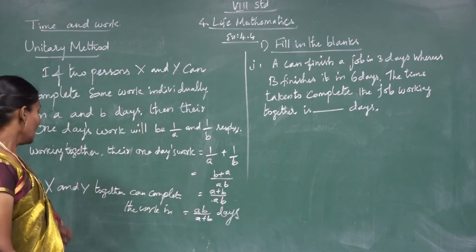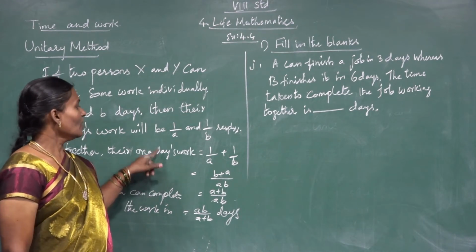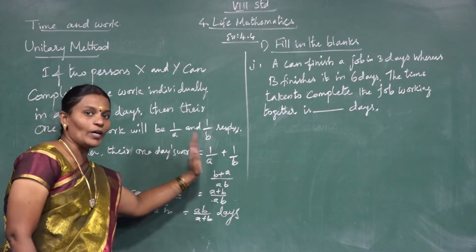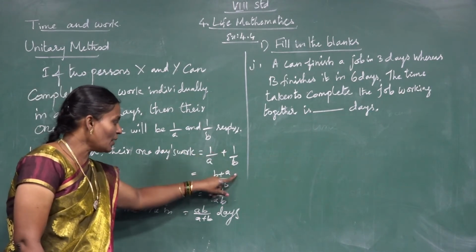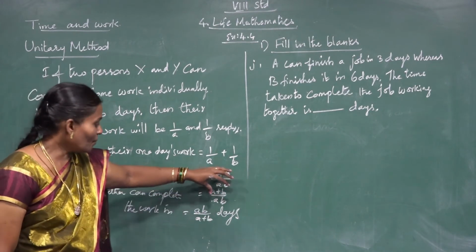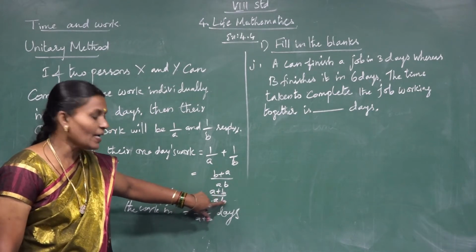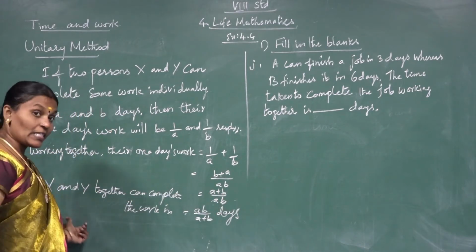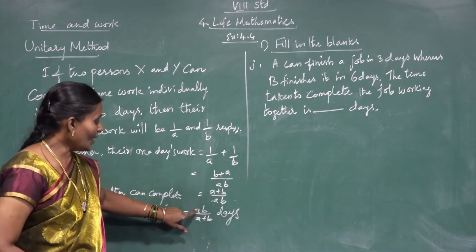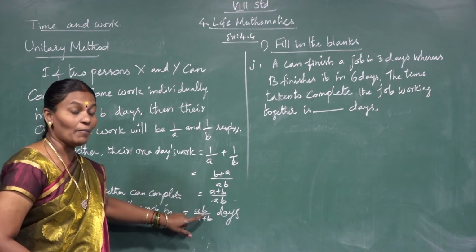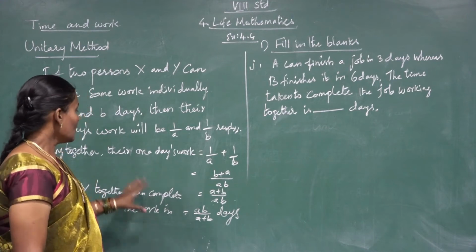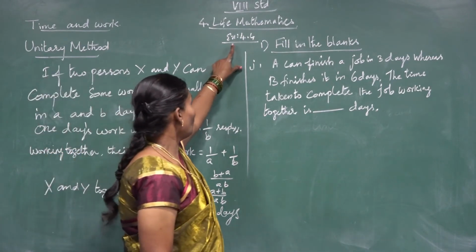Okay, understand, children? See, 1 day's work we consider 1 by A and 1 by B. Working together, 1 day's work is 1 by A plus 1 by B, that is A plus B by AB. So if x and y together can complete in how many days, you write the reciprocal, AB by A plus B days. Understand, children? Okay, this you have to apply in exercise 4.1.